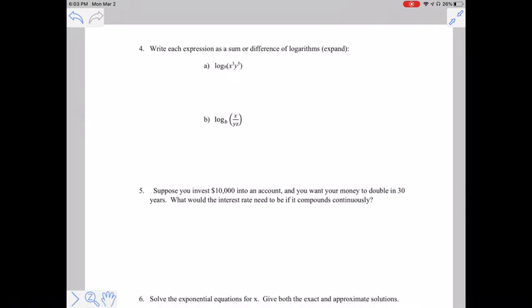Okay. This is from section 4.4, expanding logarithms. This is going to be an application of the product property and then the power property. It's x to the third multiplied by y to the fifth. So this is going to be log base b of x cubed plus log base b of y to the fifth. Now we use the power property to bring those exponents down in front as coefficients. So 3 log base b of x plus 5 log base b of y.